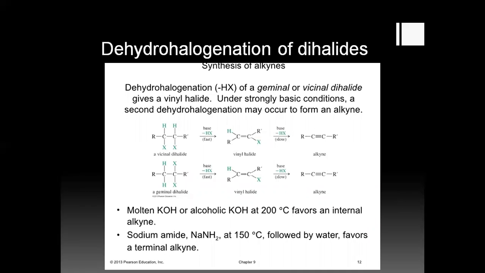Then the dehydrohalogenation of dihalides. There are two types of dihalides, cis dihalides and gem dihalides. In cis dihalides, the halogens are attached on the same side of the carbon atom, but in gem dihalides, the halogens are attached on the opposite side of the carbon atom. From both we can obtain alkynes. Molten KOH or alcoholic KOH at 200 degrees Celsius favors an internal alkyne, but sodium amide at 150 degrees Celsius followed by water favors a terminal alkyne.